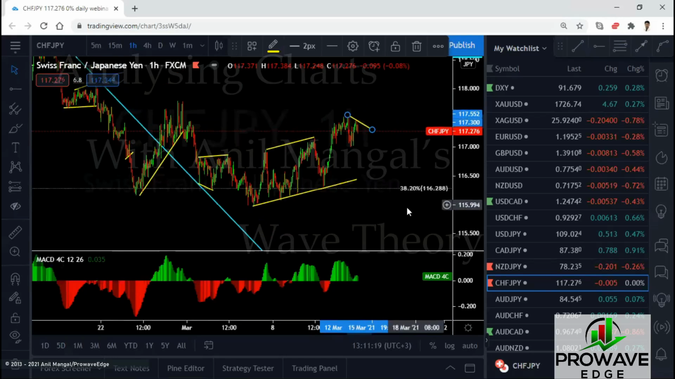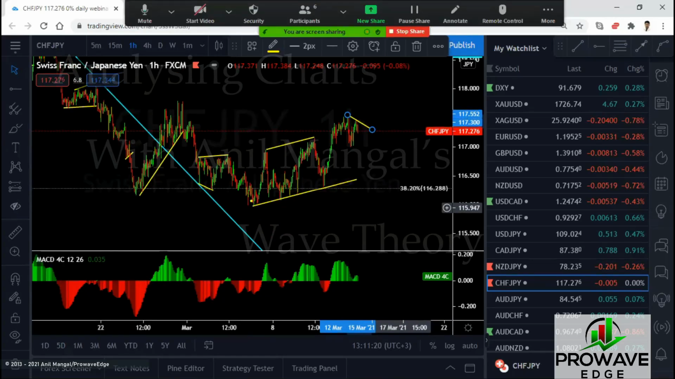We're in an up corrective structure right now. See this piece? That's an up corrective structure. This should come down here. And from this point, we can expect one more up.